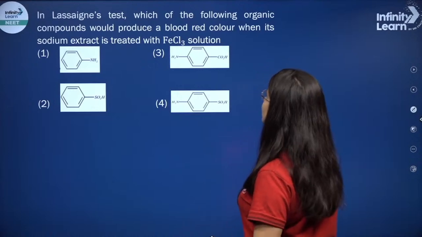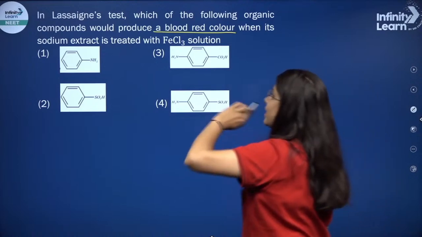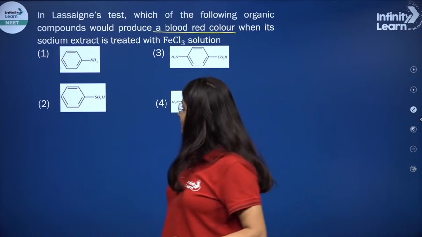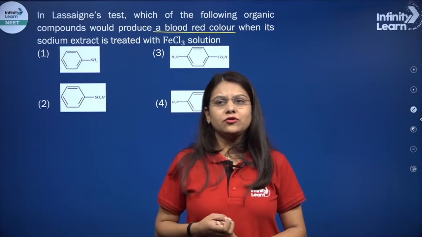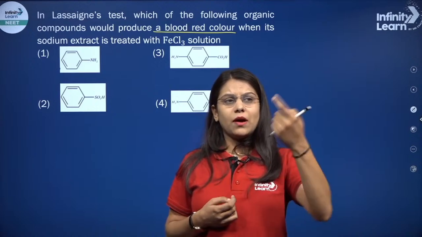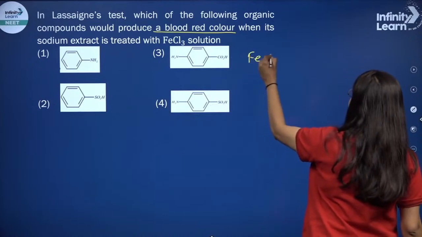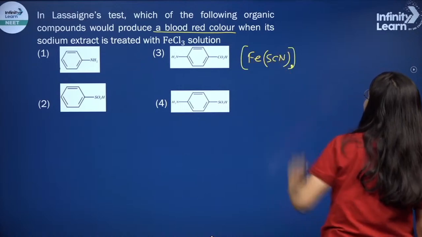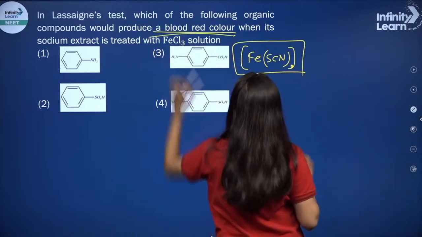In Lassaigne's test, which of the following organic compounds produce a blood red color when the sodium extract is treated with FeCl3? In the previous test also, I discussed the colors of different solutions. We talked about sodium nitroprusside and the Fe complex, Fe(CN)6. Next, I also talked to you about the blood red coloration. Blood red coloration is due to the formation of an Fe-CN complex, a complex of Fe and CN. This gives the blood red coloration.